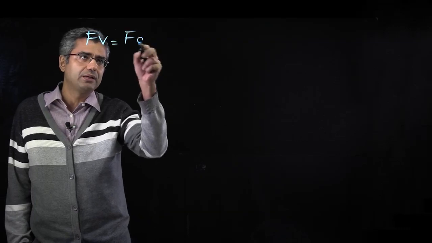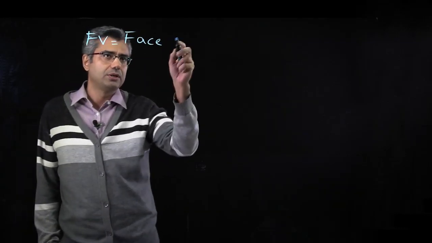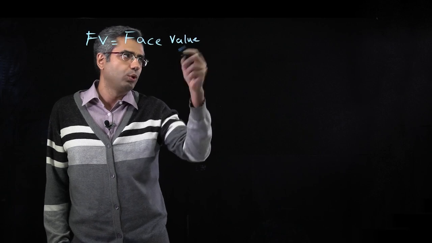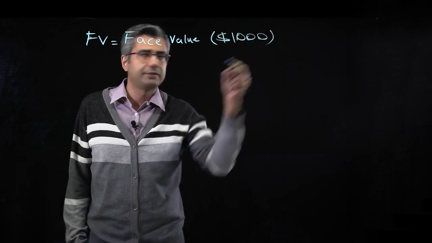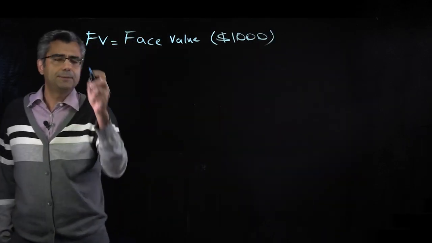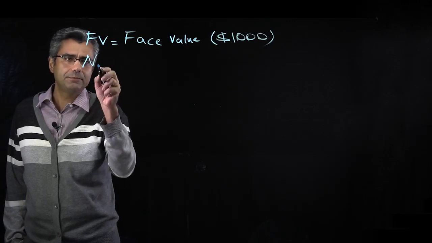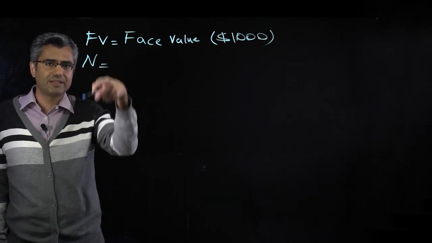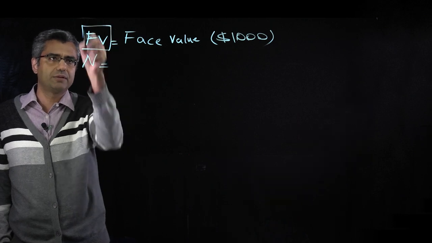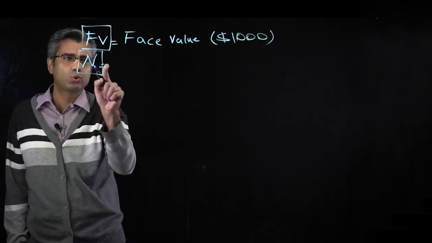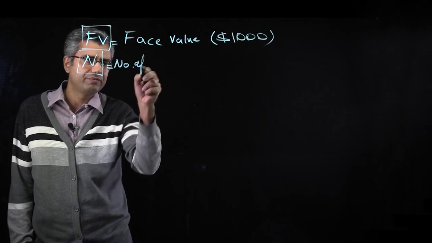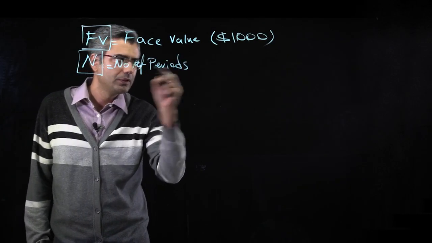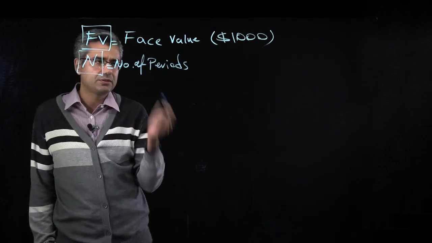FV, which is called future value, and for this subject it's usually face value or par value, and in most cases, by default, is $1,000, right? Then we have N. You can find these in your financial calculator. So FV, N, it's the 3rd row of your financial calculator. N is the number of periods until maturity.